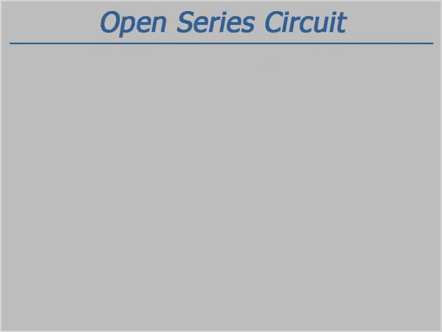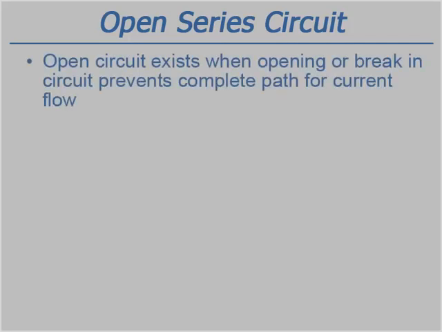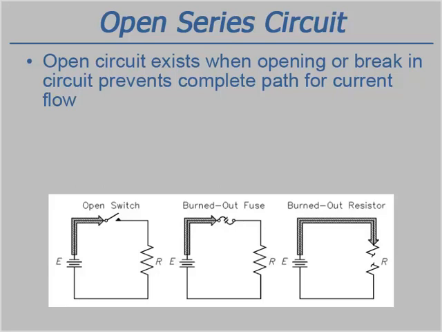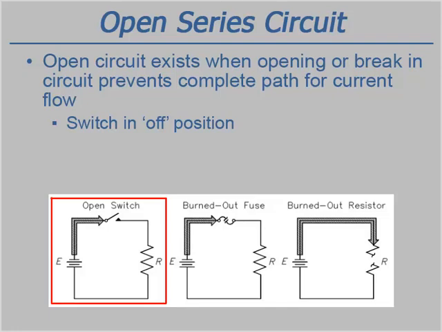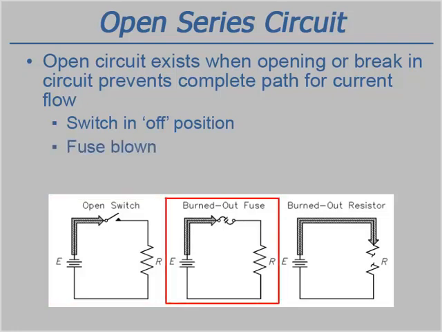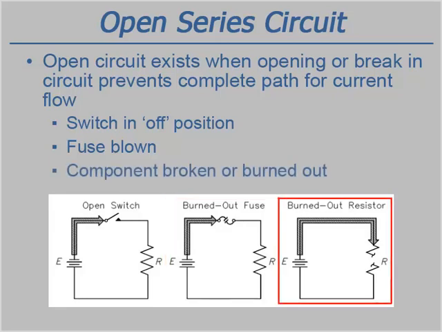Current flow will continue in a series DC circuit until an opening or break in the circuit occurs. An open circuit, or incomplete circuit, exists when an opening or break in the circuit prevents a complete path for current flow through the circuit. As shown in the diagram, an open electrical circuit can be caused by a number of different reasons. Placing a switch in the off or open position, a blown fuse, i.e. the metal conductor in the fuse melts which breaks the current flow path, or when a component such as a resistor or other circuit part is broken or burned out.